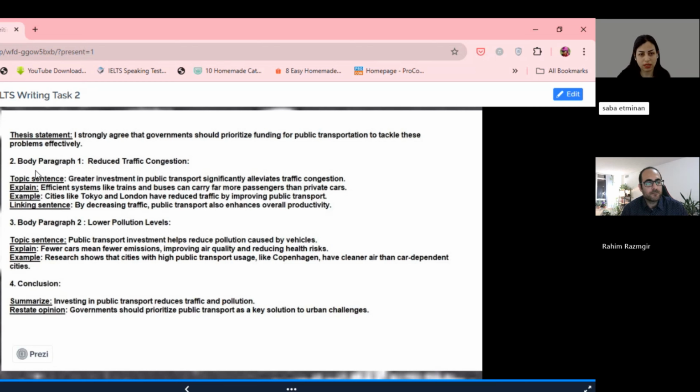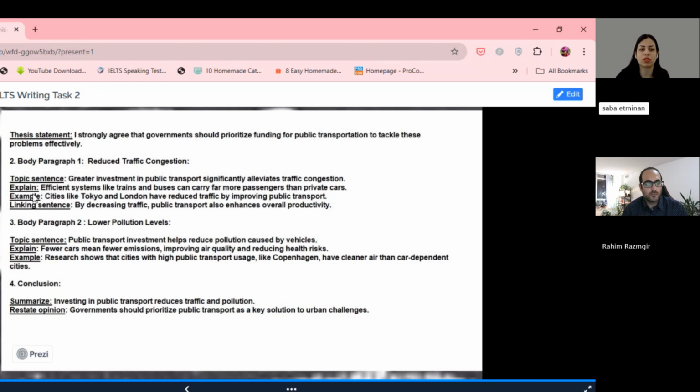We know that the next thing that I'm going to think about in my plan is body paragraph 1. This is the part where I want to talk about reduced traffic congestion. So everything that I'm going to think about is about this. First, of course, this is the topic sentence. I know that I want to say that greater investment in public transport significantly alleviates traffic congestion. So how am I going to explain that? In the explain part, I say that efficient systems like trains and buses can carry far more passengers than private cars. So that's my reason.